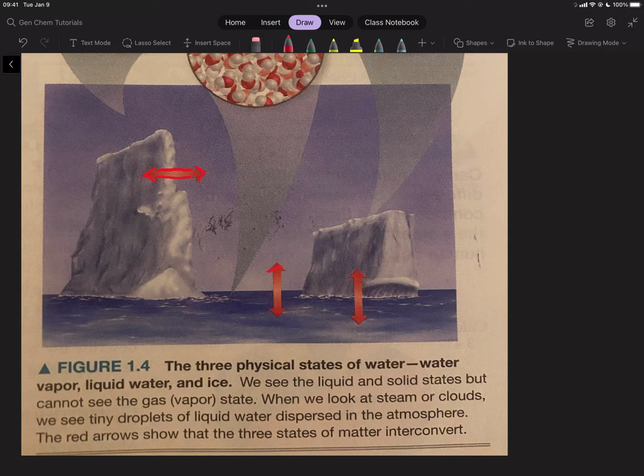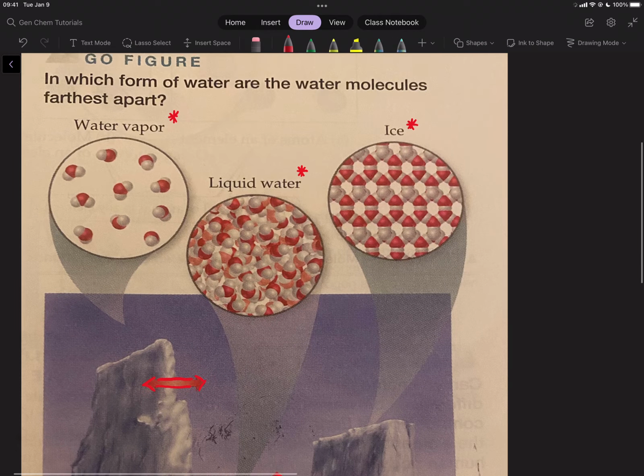Then we have this middle interconversion arrow, liquid water to water vapor between the frigid ocean there. And then this farthest right interconversion arrow where we see liquid water and solid water interconverting. So we've got freezing, melting, and from the liquid to the gas, evaporation, condensation, and then sublimation, deposition. So an interesting example of how they all three interconvert.